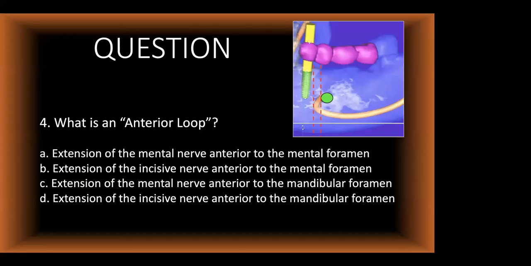So let's first talk about what is an anterior loop. Is it the extension of the mental nerve anterior to the mental foramen? Is it the extension of the incisive nerve anterior to the mental foramen? Is it the extension of the mental nerve anterior to the mandibular foramen, or is it the extension of the incisive nerve anterior to the mandibular foramen? So let's go ahead, Robert. Is it A, B, C, or D?